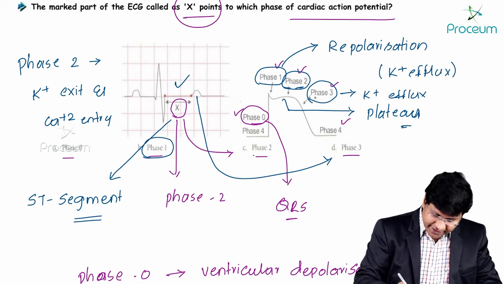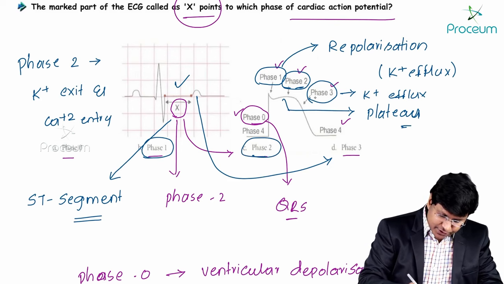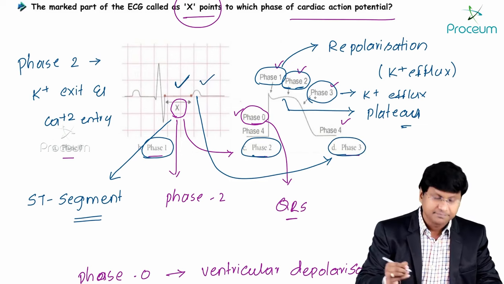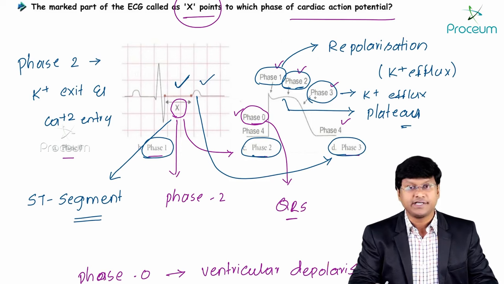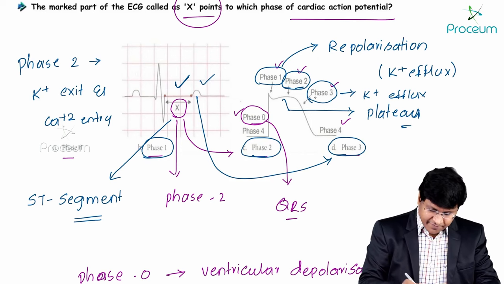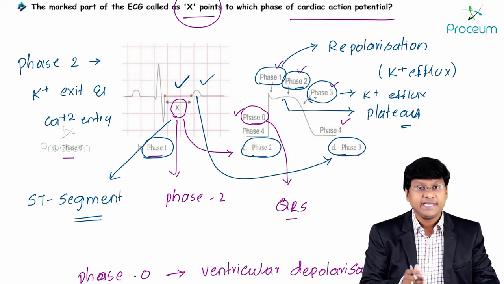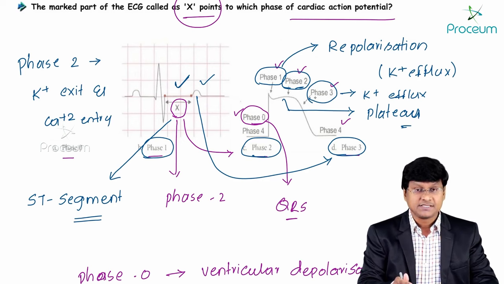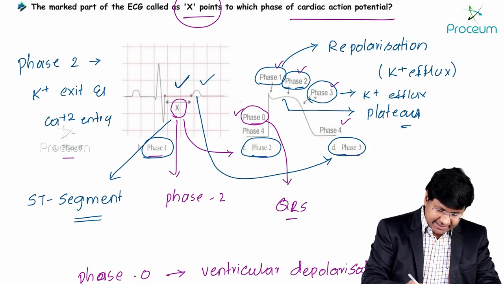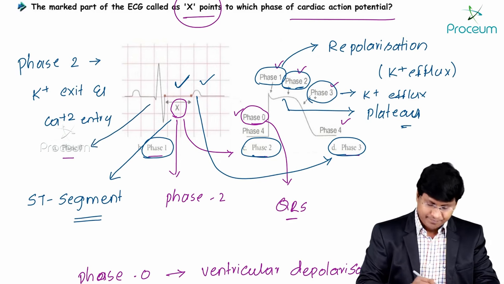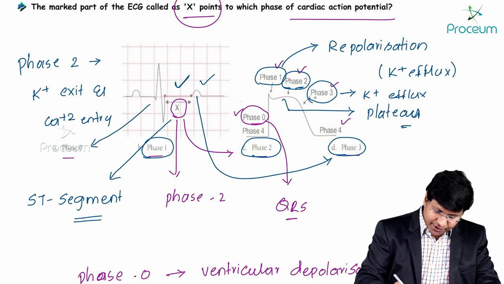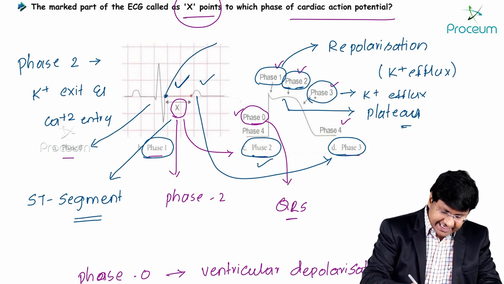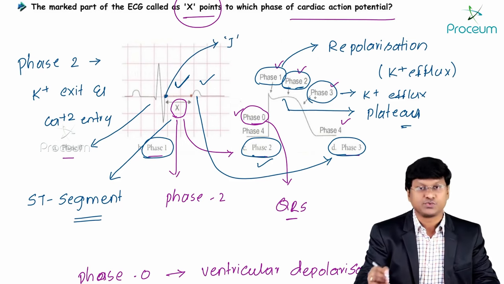Next, you take phase 2. Phase 2 corresponds to your ST segment. And phase 3 corresponds to your T wave. Now, phase 1 will be in between phase 0 and phase 2. That means your QRS complex corresponds to phase 0 and the ST segment corresponds to phase 2. Now, this J point corresponds to your phase 1.